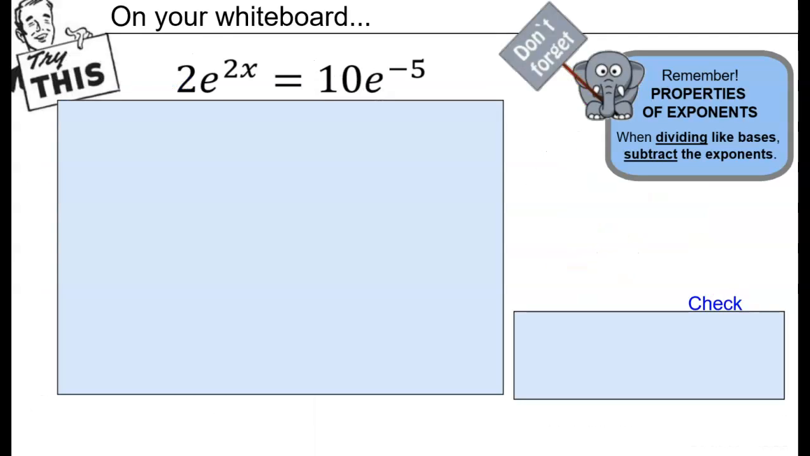So go ahead and pause the video to try this problem on your own on scratch paper or dry erase board. 2e to the 2x power equals 10e to the -5. There's a hint up in the side here with the properties of exponents, if that helps you if you get stuck. And then when you're ready to go over the answer, you can resume the video.